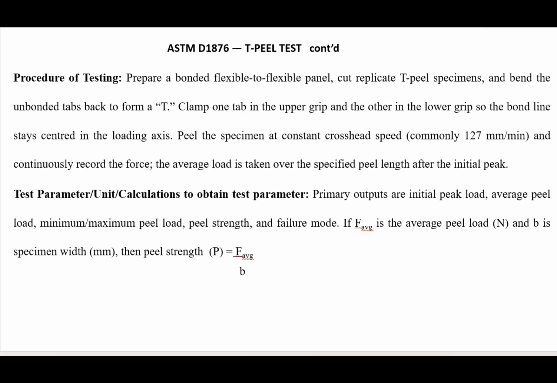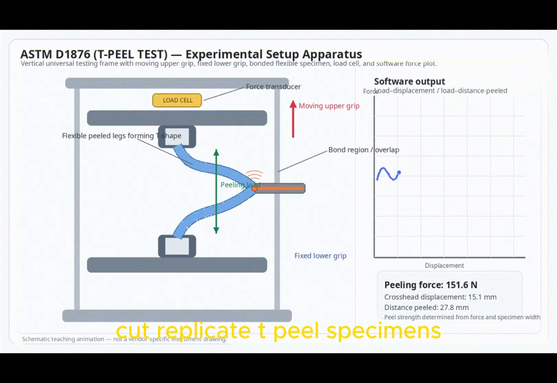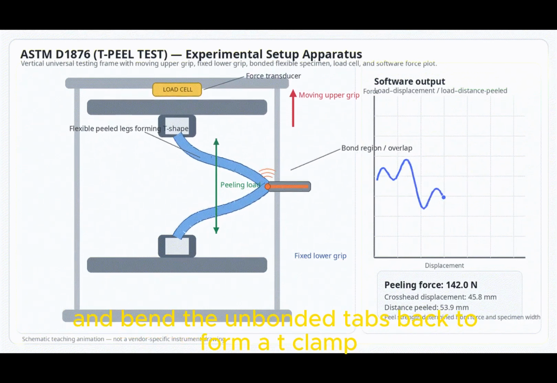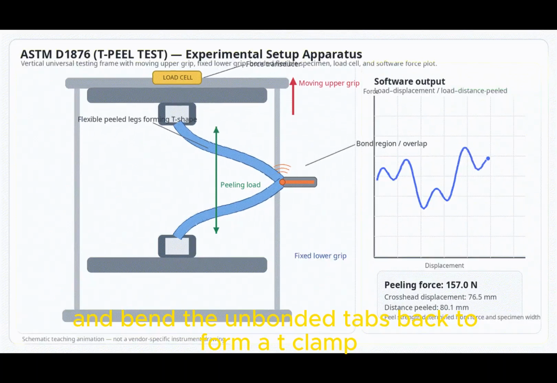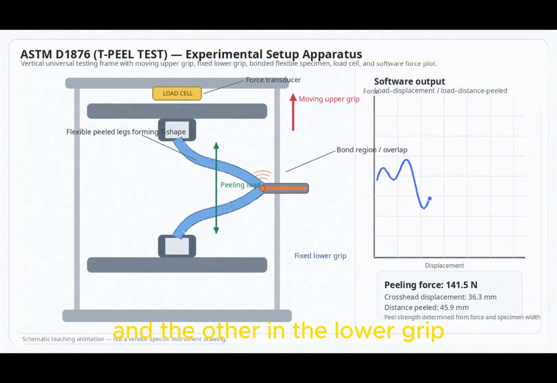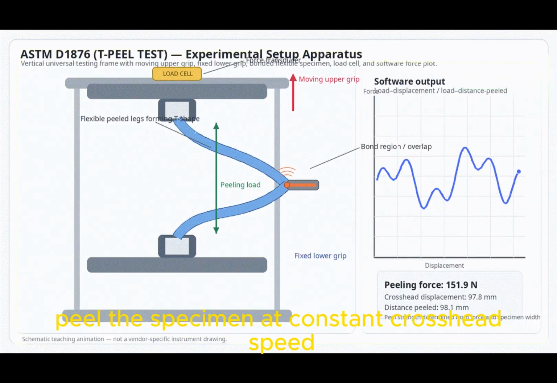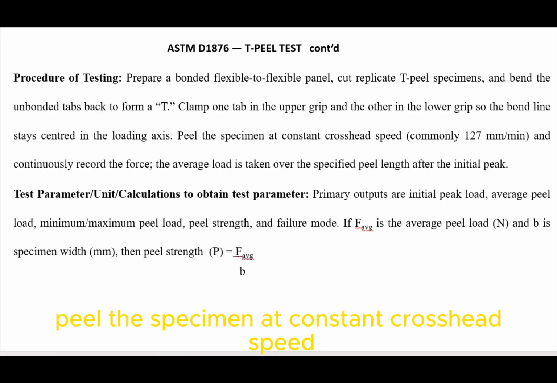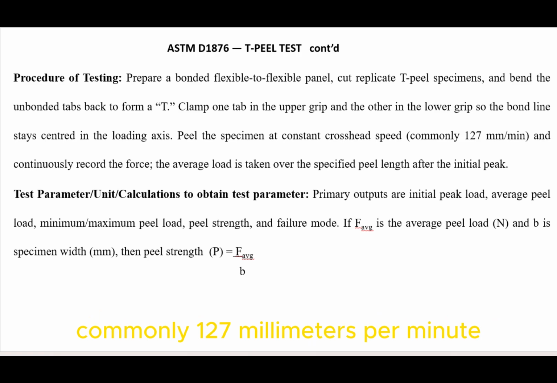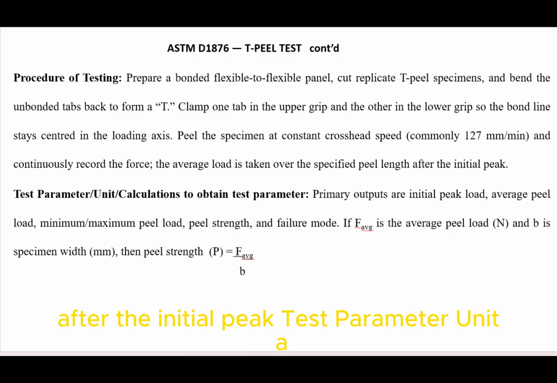Procedure of testing: prepare a bonded flexible to flexible panel, cut replicate T-peel specimens, and bend the unbonded tabs back to form a T. Clamp one tab in the upper grip and the other in the lower grip so the bond line stays centered in the loading axis. Peel the specimen at constant crosshead speed, commonly 127 mm per minute, and continuously record the force. The average load is taken over the specified peel length after the initial peak.